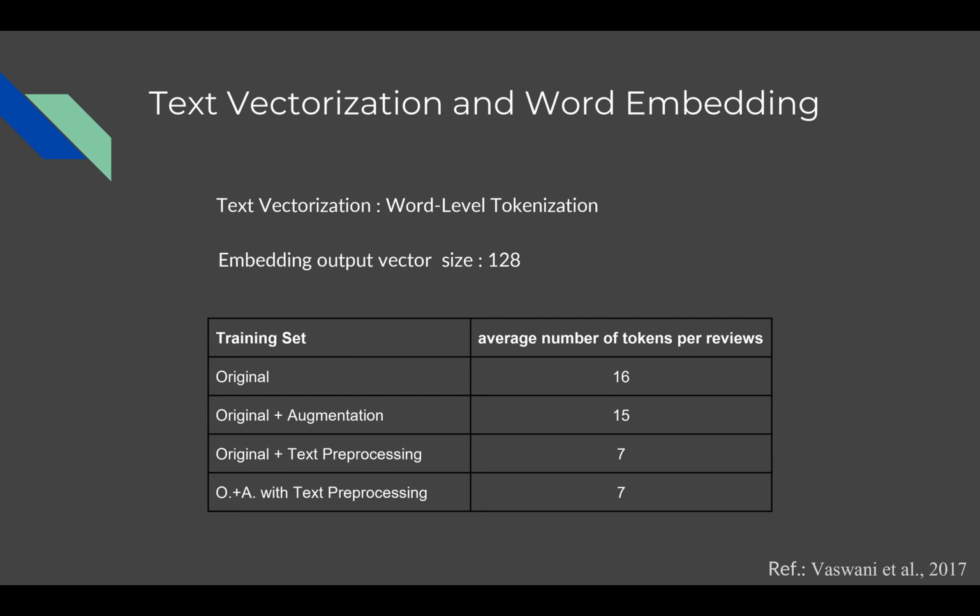Regarding word vectorization and word embeddings, I used word-level tokenization, which is a way to assign an index to each individual word based on its order. For the embedding size, I followed the literature of the transformer and BERT models, which typically use a size of 128. The table below shows the average sentence length for the 4 datasets.